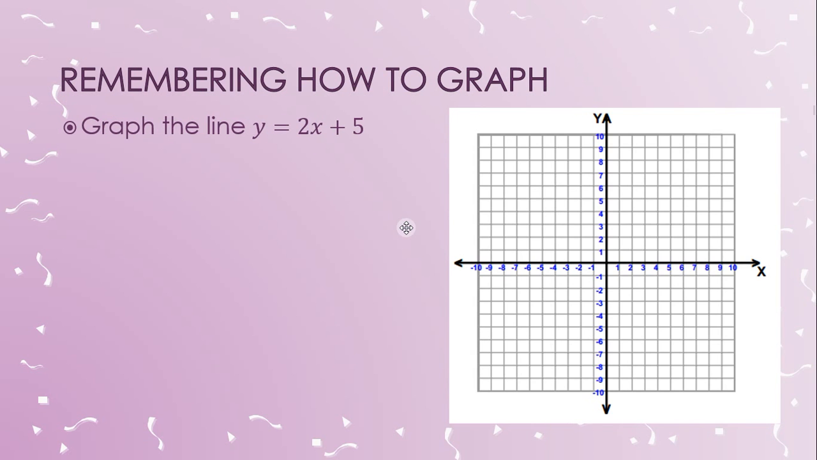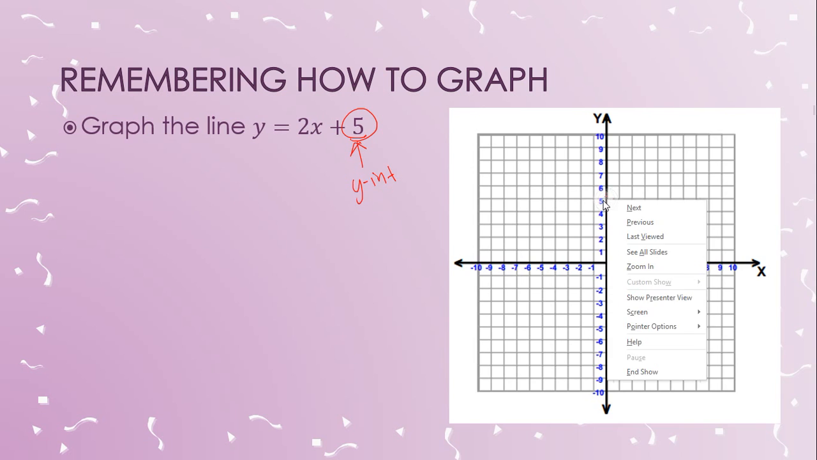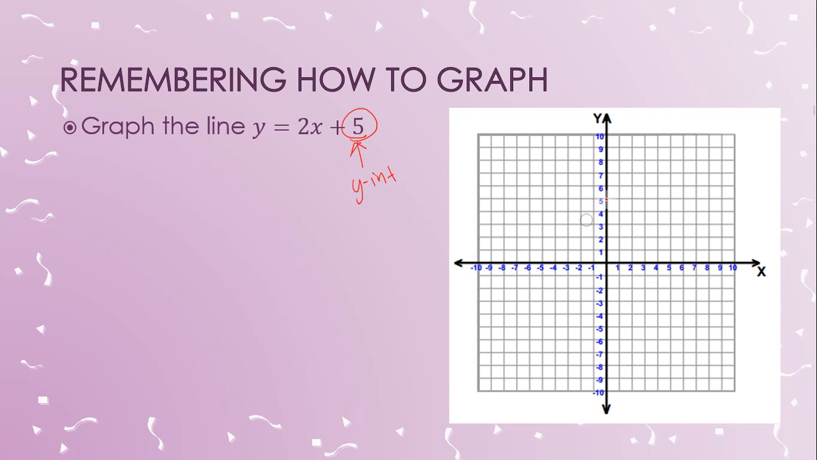So we're going to take a look first on remembering how to graph. You should remember how to graph a linear equation. You're always going to start at your y-intercept, which is the number alone. So this is your y-intercept right here. You're going to start at 5. Put a dot there. There we go. And I'm going to use my slope, which is 2.